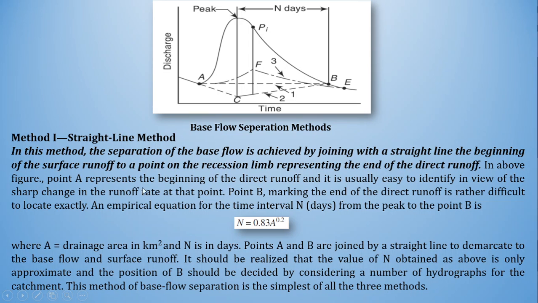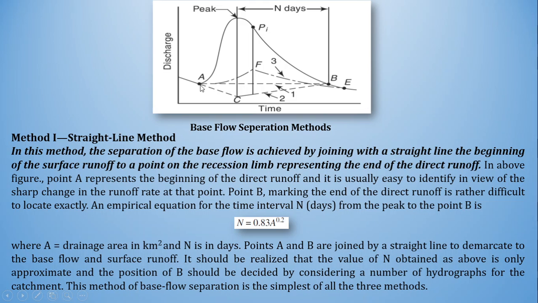I will read this sentence once again. In this method, the separation of the base flow is achieved by joining with a straight line the beginning of the surface runoff to a point on the recession limb representing the end of the direct runoff. In the above figure, this is point A.